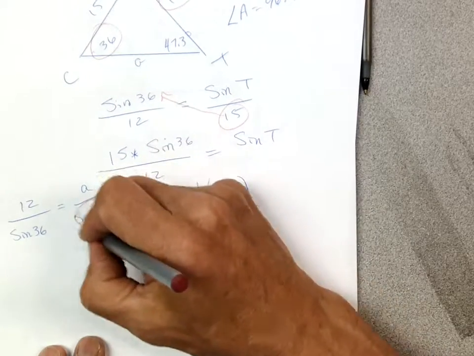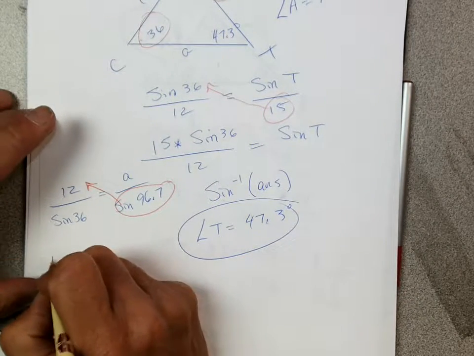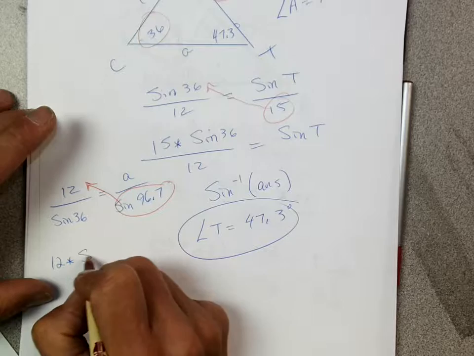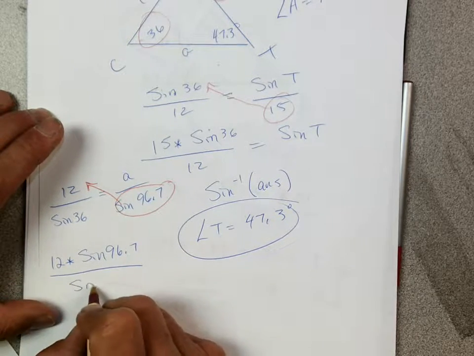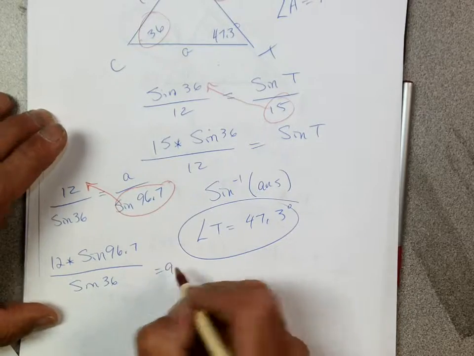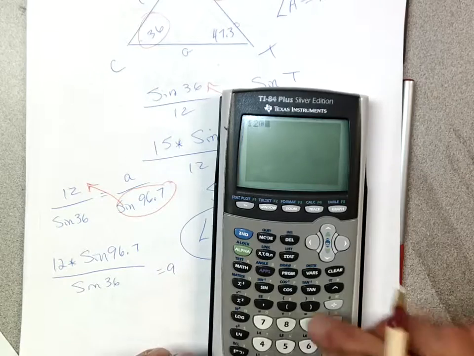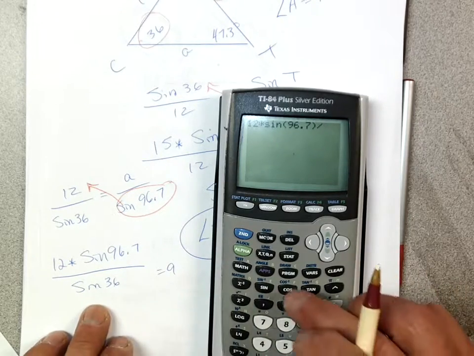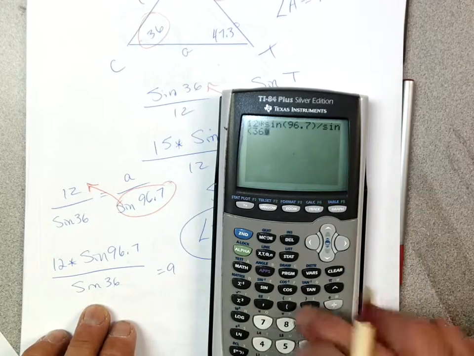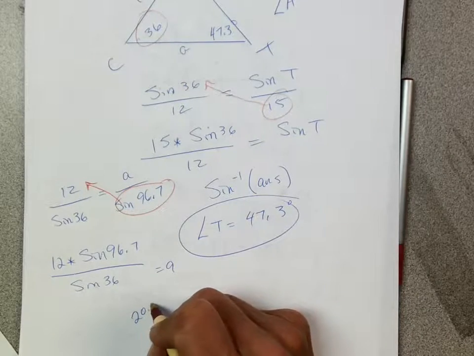I'm multiplying the sine of 96.7 up here. I'm then going to have 12 times the sine of 96.7 divided by the sine of 36 is going to be little a. I'm going to use my calculator. 12 times sine of 96.7 divided by sine of 36, and I get the answer, about 20.3. Little a is about 20.3.